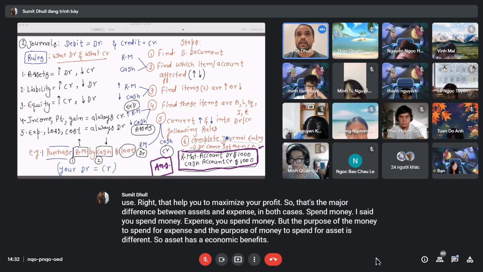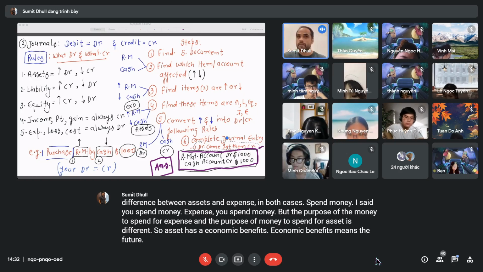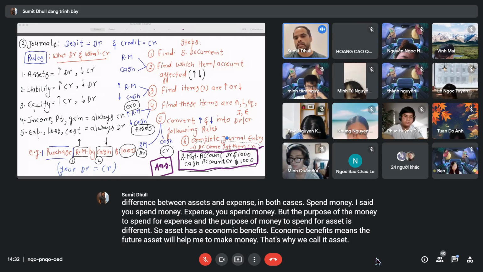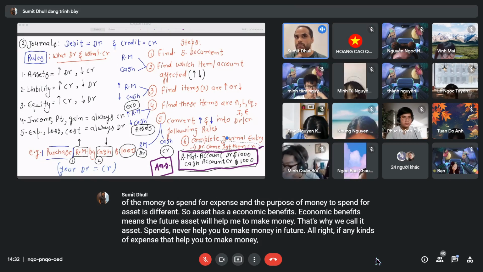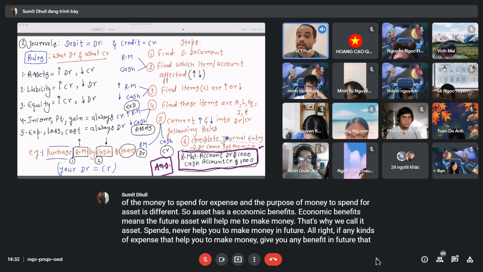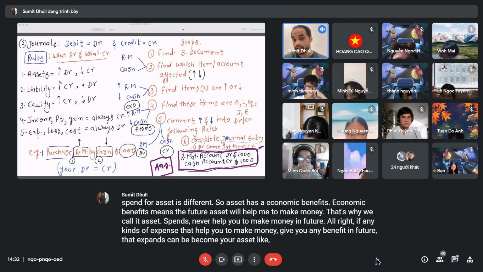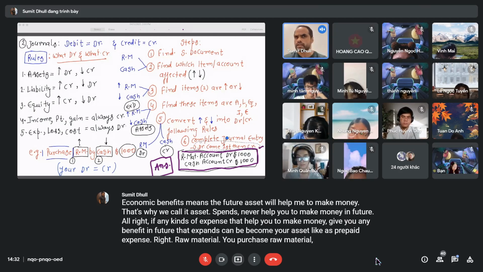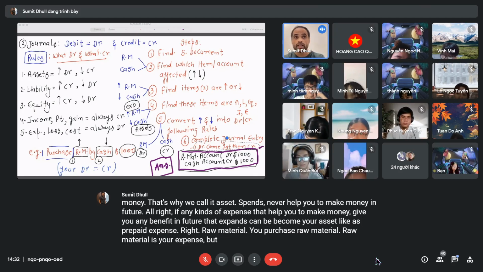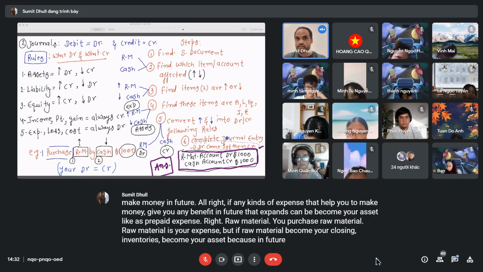Economic benefits means the future asset will help me to make money. That's why we call it asset. Expense never helps you to make money in future. If any kind of expense helps you to make money or gives you any benefit in future, that expense can become your asset, like prepaid expense. Right? Raw material. You purchase raw material. Raw material is your expense. But if raw material becomes your closing inventories, it becomes your asset, because in future you use this raw material to make money.